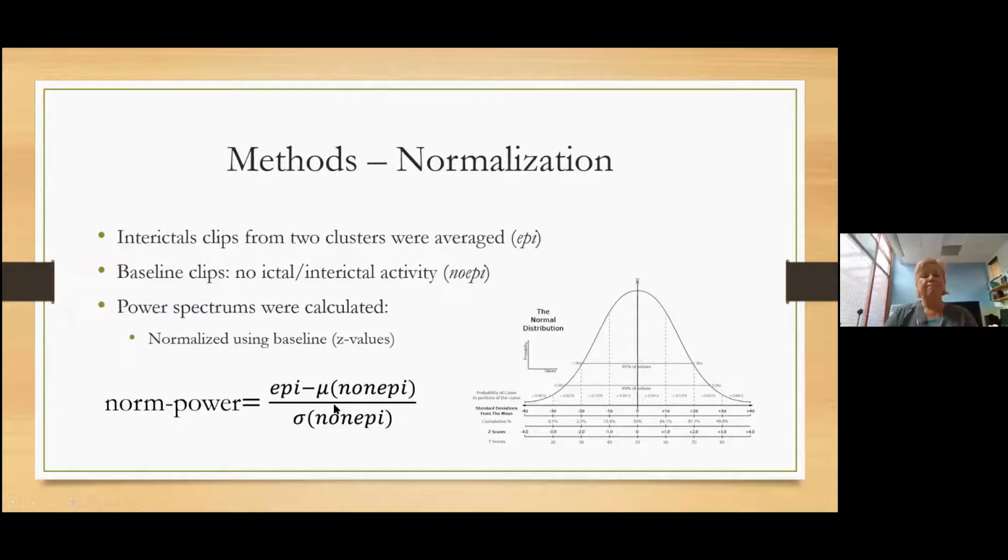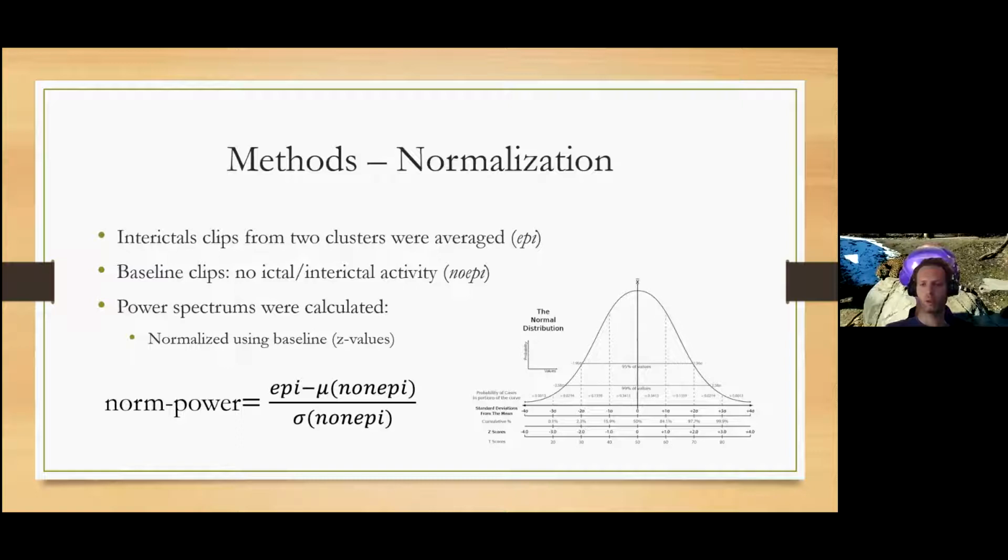And the nice thing about this score, Z values, is that they don't have units. It's actually units of standard deviation. So everything above 2 or below minus 2 means that it can be significant. And it's important to understand that significant here means that it's significantly like epilepsy as compared to the baseline of no ictal or interictal activity. So the power spectrums work like that.